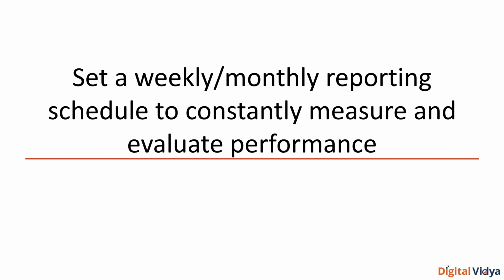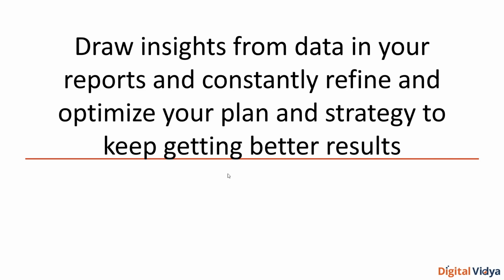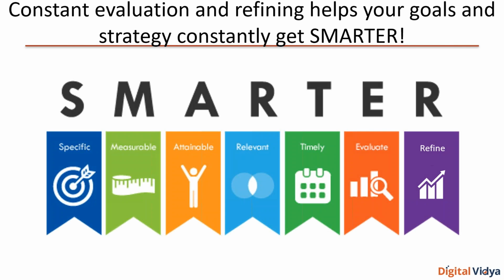And then you'd constantly measure, evaluate, and also constantly refine your performance. That's the last step and the most important, is as you keep checking your metrics, you keep testing things, you'll figure out what's working, what's not working, and you'd constantly refine and optimize your plan and strategy to ensure that your marketing keeps getting better and better over time, right? So if you keep doing this, your smart objectives that you set keep getting smarter because you are able to evaluate and refine over time. So your whole marketing strategy constantly gets more effective as you go along, right?